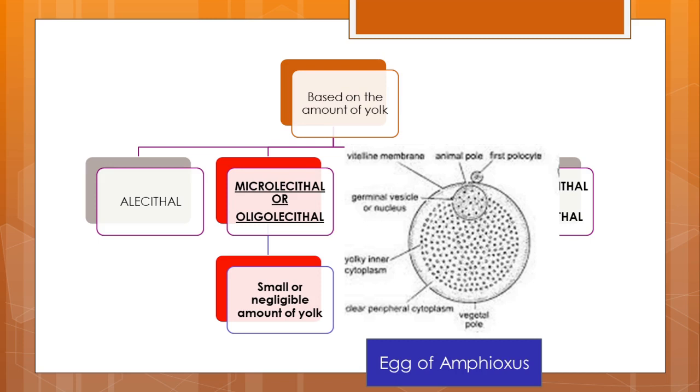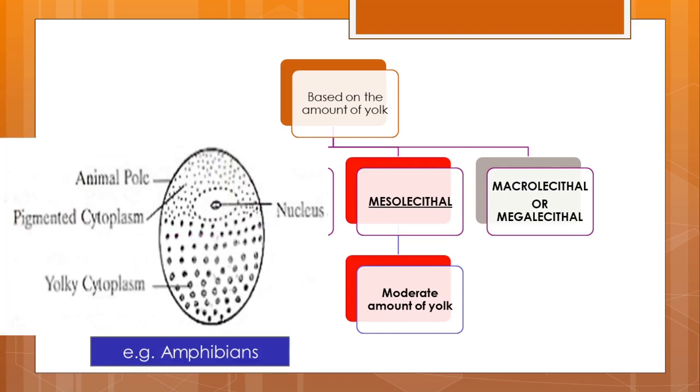The egg has to store only a small amount of yolk. That is microlecithal or oligolecithal egg. Then the third type of egg is mesolecithal egg. In the egg of amphibians and some fishes, the amount of yolk present is only moderate. Such types of eggs are called mesolecithal eggs.